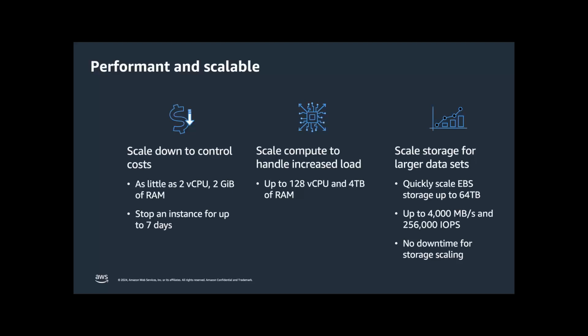As you can see on the screen, you can spin up as little as a 2 vCPU, 2 gigabyte of memory instance. And then you can scale up to 128 vCPUs and 4 terabytes of RAM. And that's based on the current instance types that we support. As we support newer instance types, like the 7th generation, these limits keep increasing every time we support new instance types, and we do it on an ongoing basis.